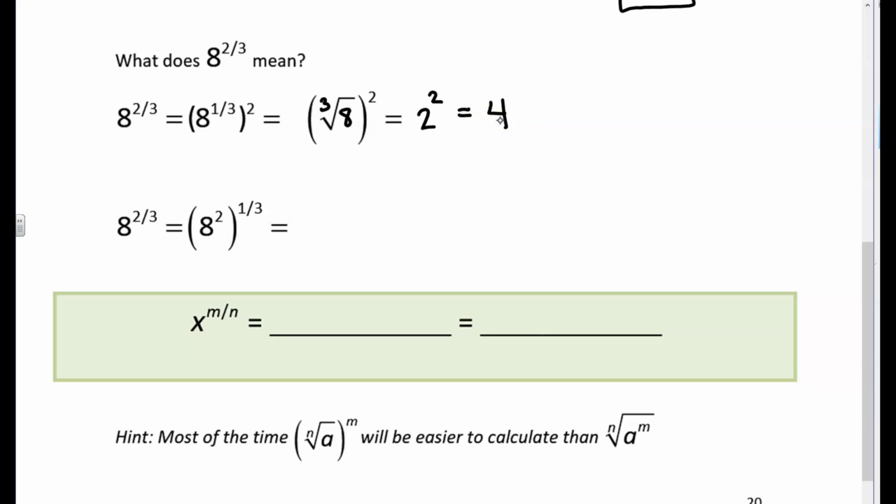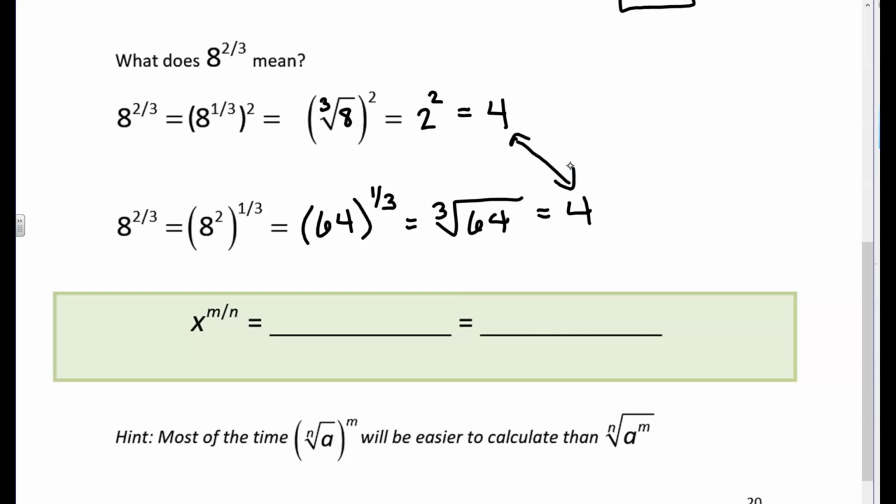But there's another way to do it. We could also think of this as 8 squared to the 1/3 power. Well, 8 squared is 64 to the 1/3 power, which is the same thing as the cube root of 64, which we all know is 4. So going 2 different routes, we get to the same answer.